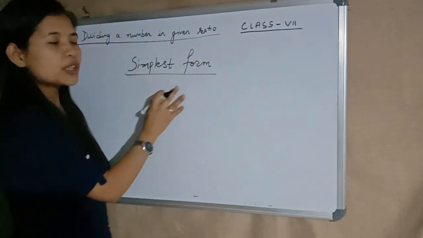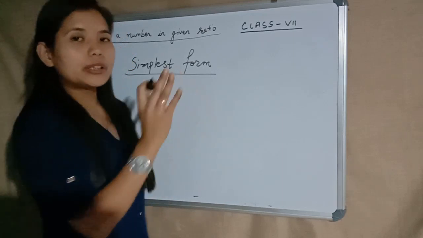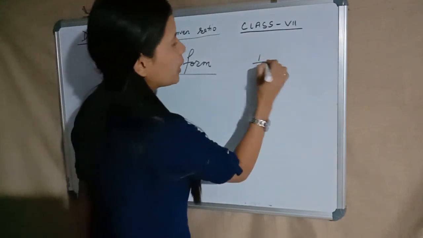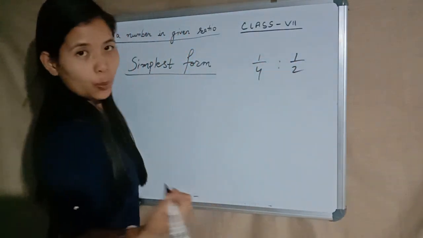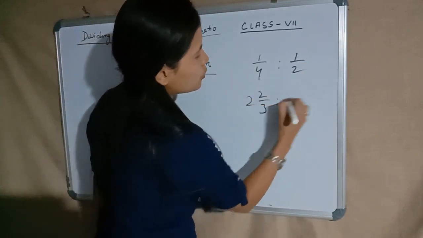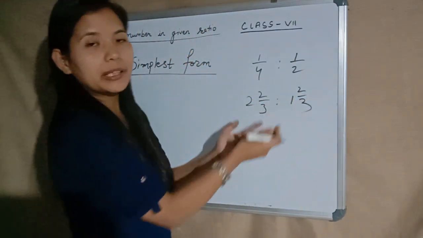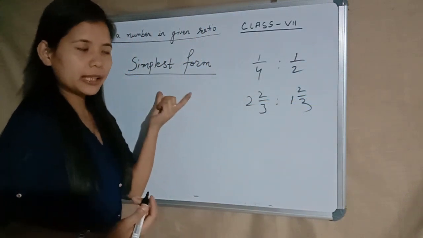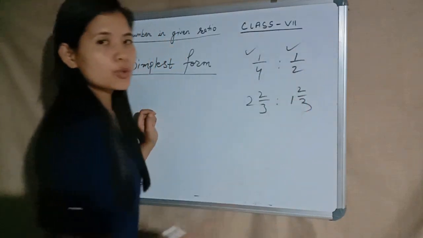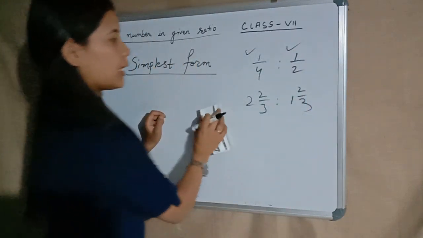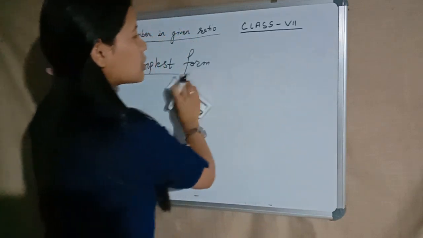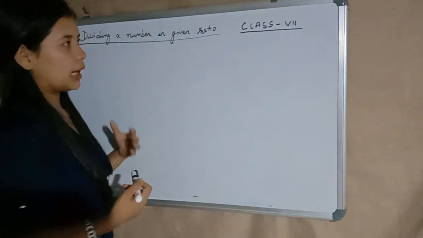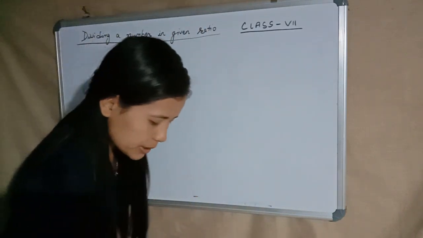When I say simplest form, you need to remember that the terms of the ratio should always be natural numbers. Okay, we might have a ratio like 1 by 4 is to 1 by 2. We might have a ratio like 2 by 3 is to 1 2 by 3. The terms can be any number, but you should always convert the given ratio into the simplest form, meaning the first term and the second term should always be natural numbers. We have already learned in a previous video how to do this conversion. If you are not clear with this concept, you can go back and have a look at that video once again. Okay. So let me take one more example.